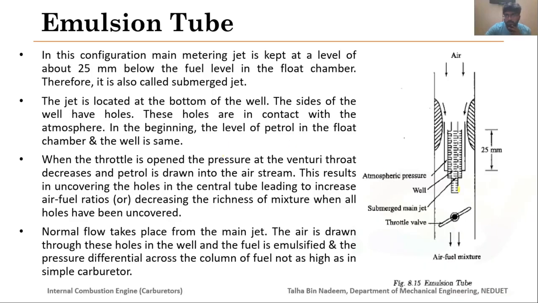In this emulsion tube, you can see that the main metering jet is kept approximately 25 mm below the fuel level in the float chamber. So let's say this is your float chamber level, and this is the point where your fuel metering jet is present, and you can clearly see that it is submerged in the fuel. That's why these emulsion tubes are sometimes also referred to as submerged jets.